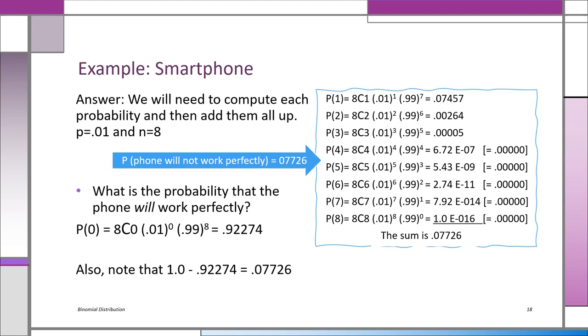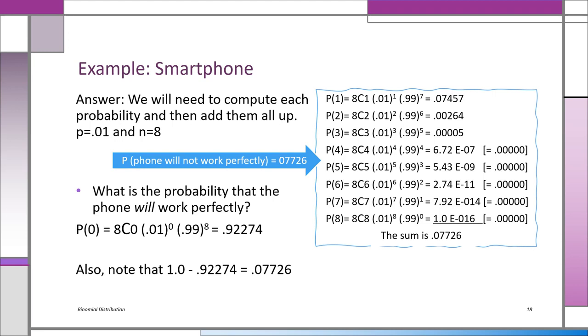So the answer to the question, what's the probability that the smartphone will not work properly? It's 7.73%. 7.73% of the phones coming off the assembly process will not work properly because of defects in these 8 components, possible defects, probable defects. Now take a look at something else. The next item here: what is the probability that the phone will work perfectly? Well, that's easy. We don't have to get a million probabilities and add them up. The probability that the phone will work perfectly is the probability of 0 defects, which we haven't done yet.